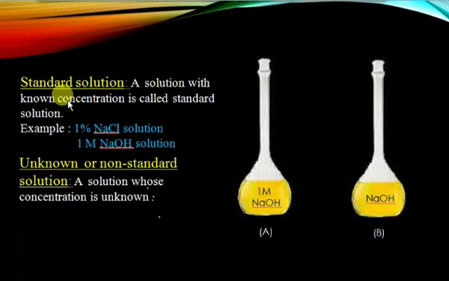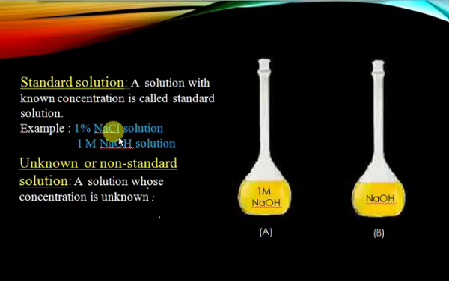So here we have two solutions. One is standard solution and the other one is unknown or non-standard solution. We can define standard solution as a solution with known concentration, and the other is a solution whose concentration is unknown. So what do you mean by the term concentration here? The term concentration means how much amount of solute is present in the given solvent or solution.